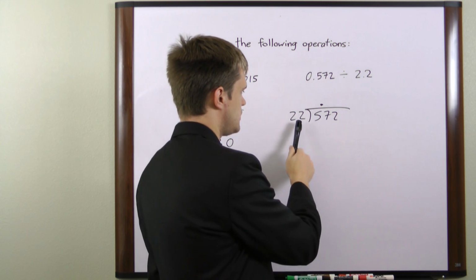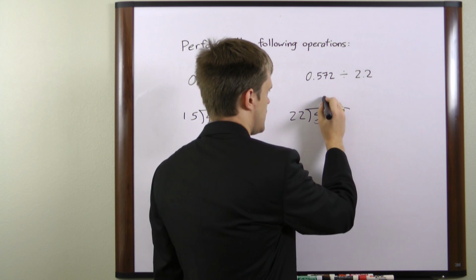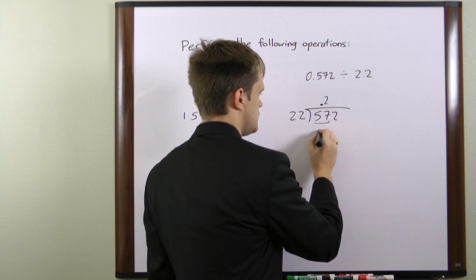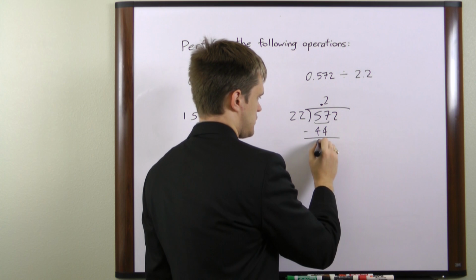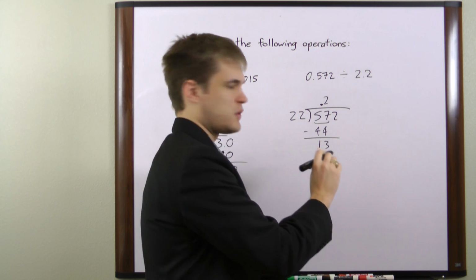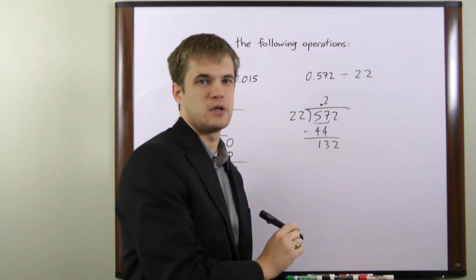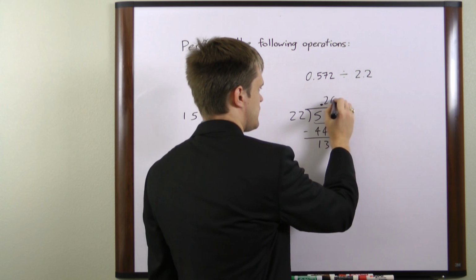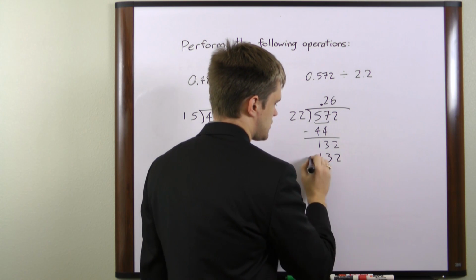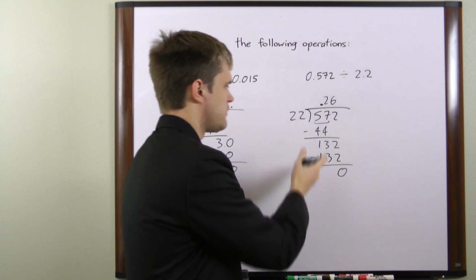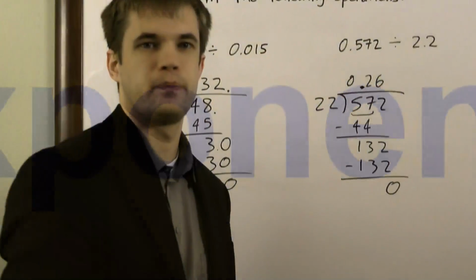Now, we can do long division. 22 goes into 57 2 times. So we're going to start out with a 2 here. 2 times 22 is 44. 44 from 57 is 13. Now 13 is smaller than 22, so we have to grab this 2. 132, 22 goes into 132 6 times. So we have a 6 up here. 6 times 22 is 132. So once again, that takes care of the remainder of the number. So this is our solution, 0.26.